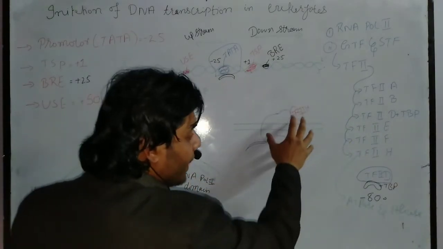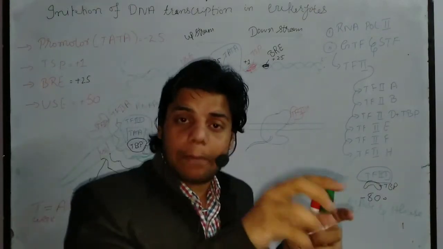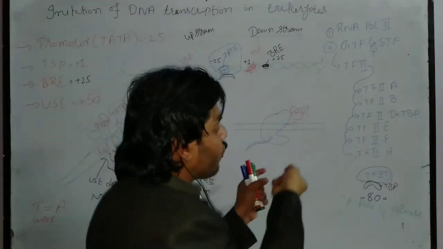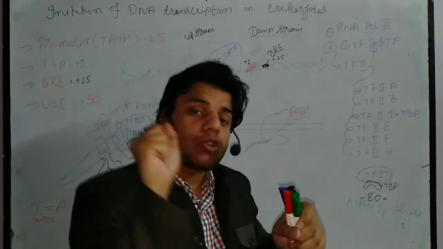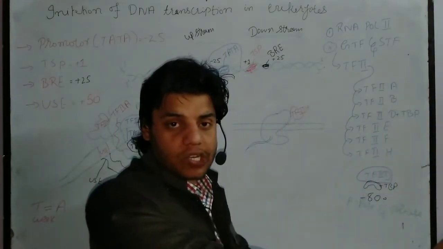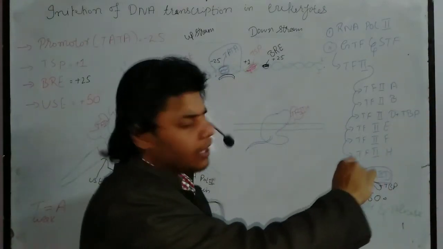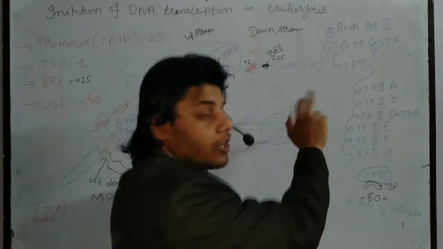Now remember, it will require ATP energy. So it will absorb the ATP energy and transfer this ATP energy to RNA polymerase. When RNA polymerase gets the ATP energy, it will move in the forward direction, which means to the right. It can also move to the left when it uses the upper strand 3' end.